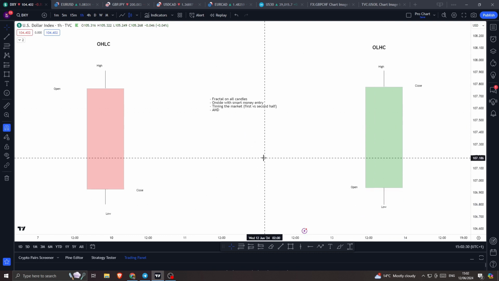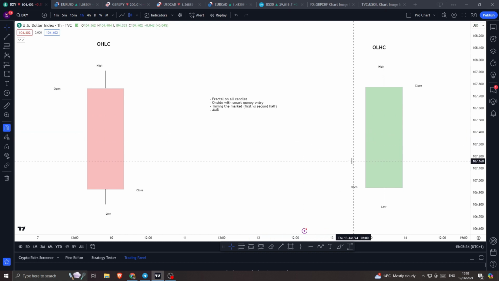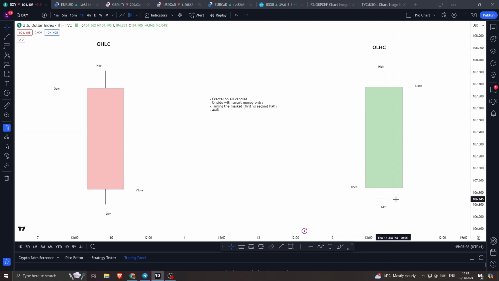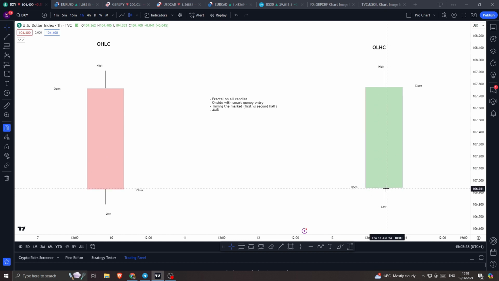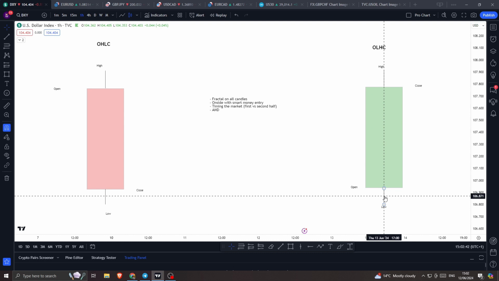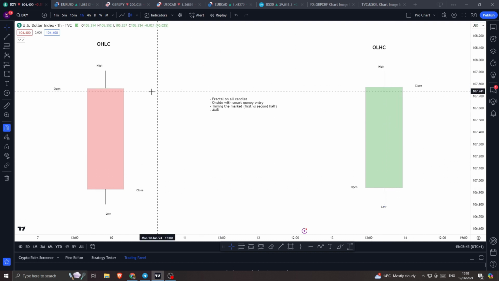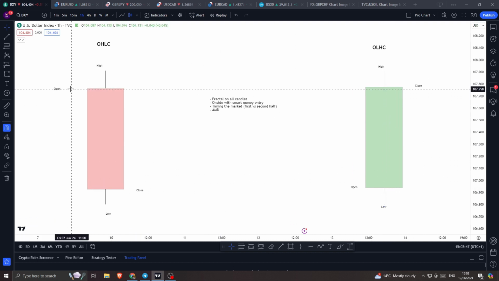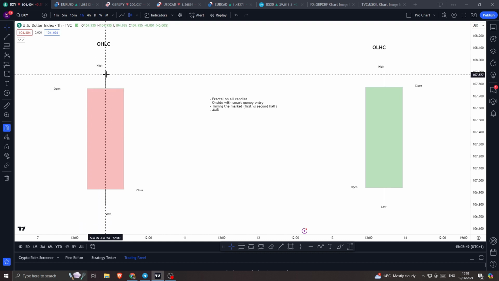Now, how it's beneficial, or why I should say it's beneficial to know this, is because smart money actually position themselves below the open with their positions on a bullish position, or if we're short, they are opening above the high, or their positions are above the high of the bearish candle.